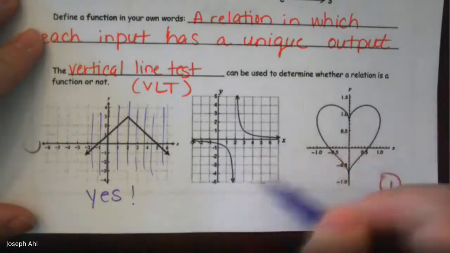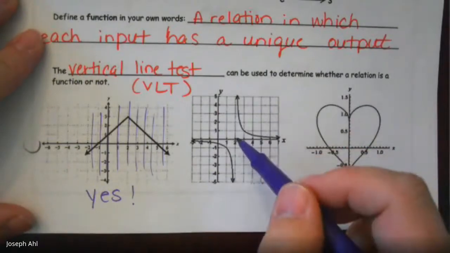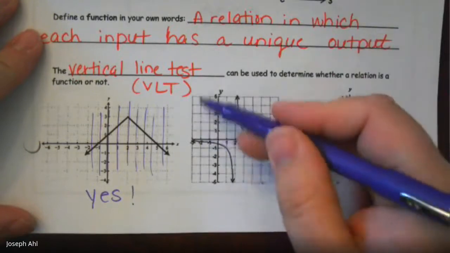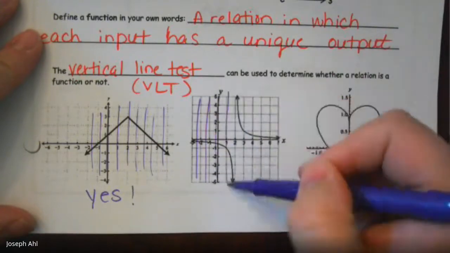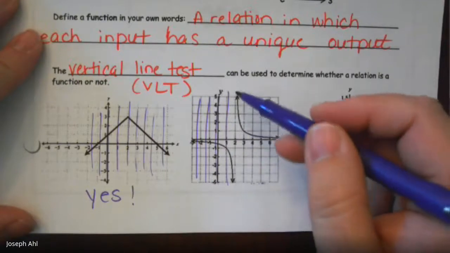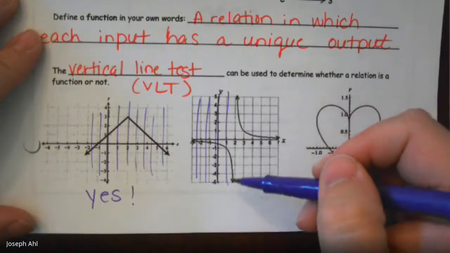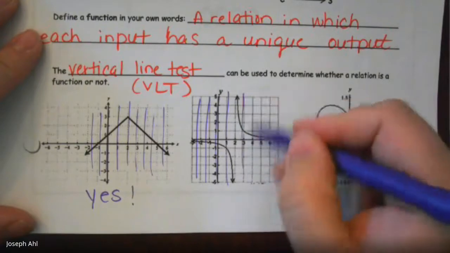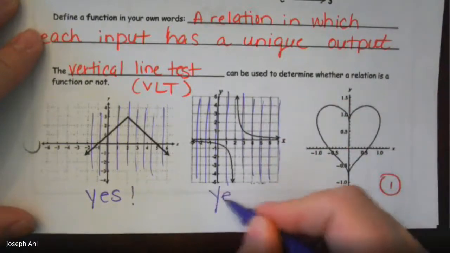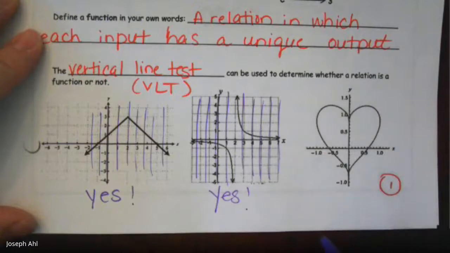Moving on to something like the middle graph here, maybe even this looks familiar from something you would have studied in past years of algebra. Okay, if you're unsure, keep drawing those vertical lines. Yeah, there's definitely something weird happening at x equals 2, right? But it's not that it's an issue with failing the vertical line test. It doesn't hit the graph more than once. So I would say, yes, this is a function too.